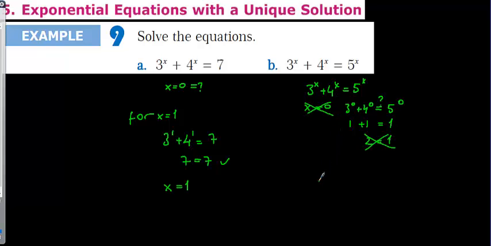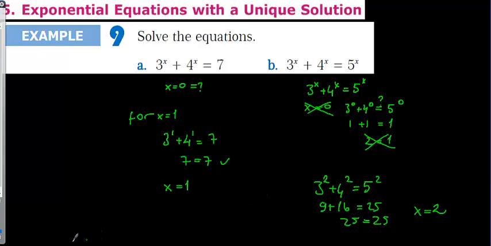We are going to continue like that, but we know 3 to the power of x, 4 to the power of x, especially from the Pythagorean theorem, we often use this one. 3 squared plus 4 squared, we know it's equal to 5 squared. So 9 plus 16 is equal to 25, then 25 is equal to 25. This means that x is equal to 2.